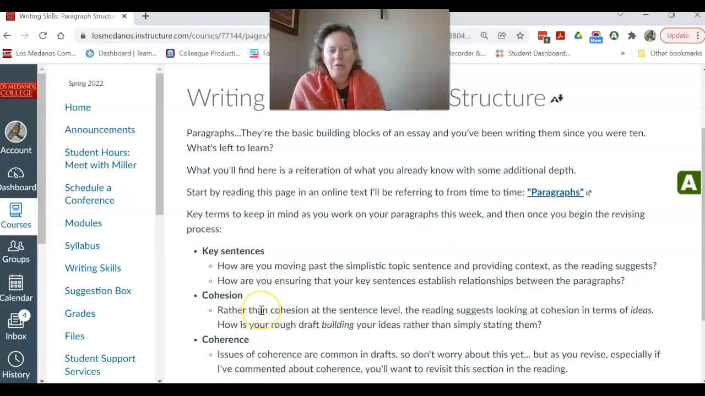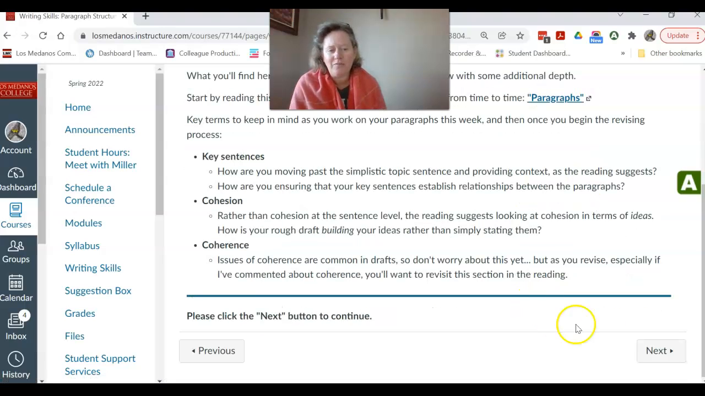It talks about cohesion, right? We don't really talk about cohesion when we're in an English 100 class. We don't talk about coherence when we're in an English 100 class, right? Or the importance of those key or topic sentences. And so I think that this reading just serves as some important reminders for you.